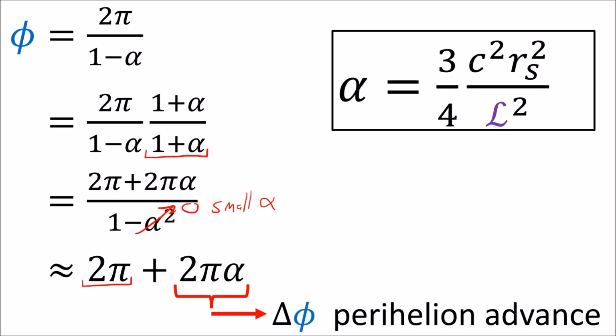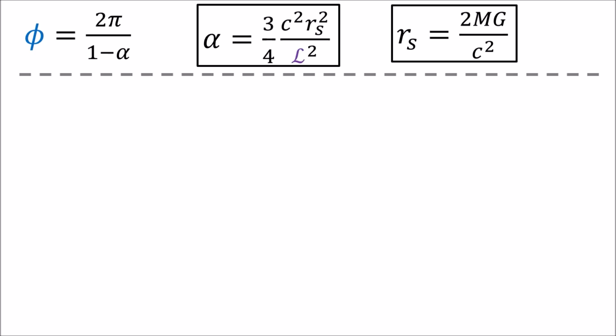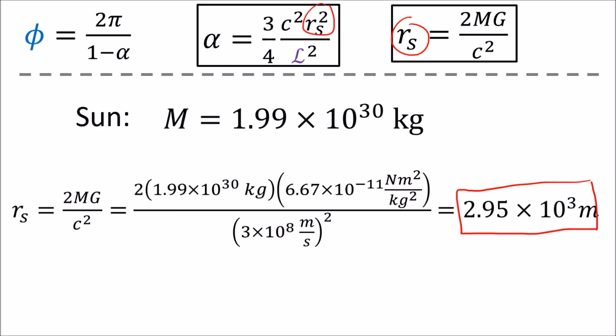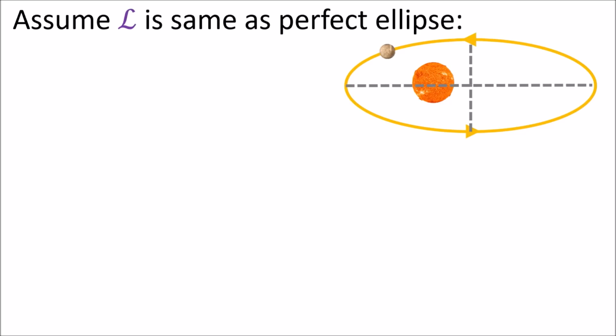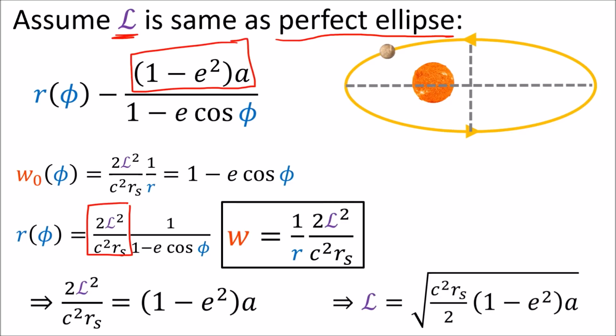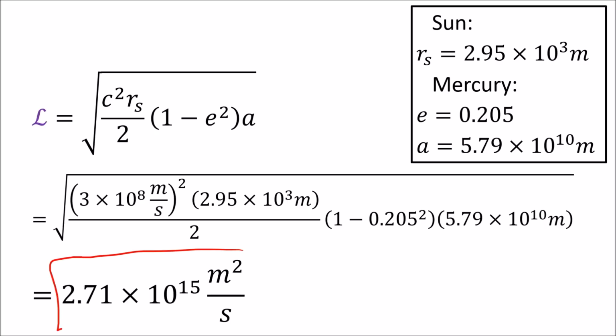To calculate alpha for Mercury, we can easily get the Sun's Schwarzschild radius Rs from the Sun's mass. To get Mercury's angular momentum per unit mass, curly L, we can make the simplifying assumption that the angular momentum is the exact same as when Mercury has a perfectly elliptical orbit. Comparing the ellipse equation to the W0 formula we derived and setting the numerators equal to each other, we can calculate Mercury's curly L in terms of its orbit eccentricity e and the semi-major axis a, which gives this.